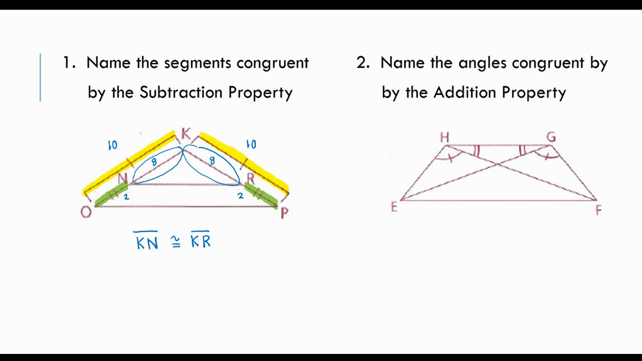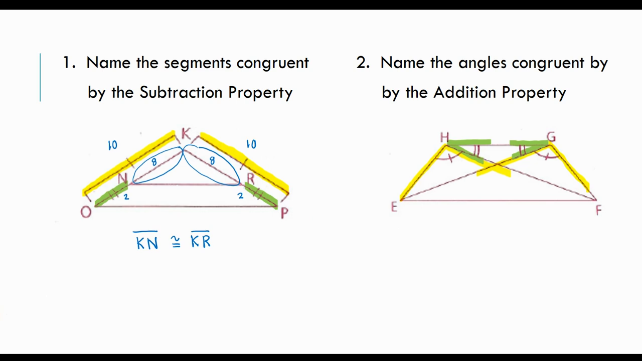In the second one, it says name the angles that are congruent by the addition property. So once again, I'm going to start highlighting things that I see in the picture. So notice that this angle of EHF, essentially I didn't go all the way over there, has this marking. And so over here, the angle of FGE, those are the same markings. So those two angles are congruent. I also have this angle of GHF and this angle of HGE. Those are marked the same. So those are congruent.